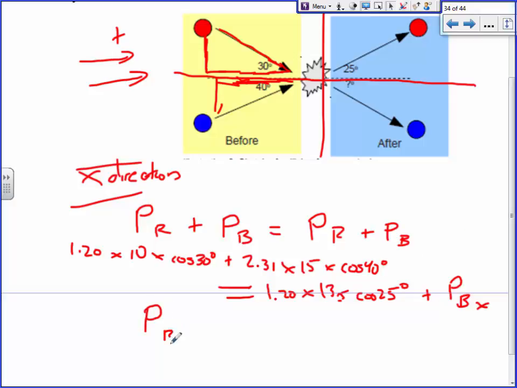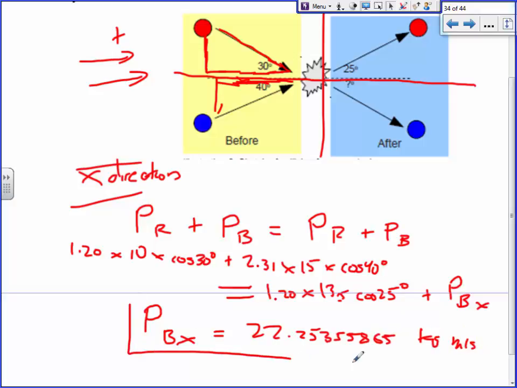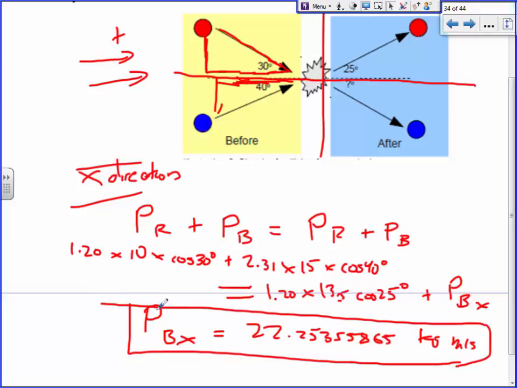Okay, I've got a momentum of B in the x direction, 22.25. I'll just write it all out in case I need to find this number later. Kilogram meters per second. Later, we will use the hypotenuse to get the actual vector and angle, but we'll do that later. You guys have this number? Come on, Bart. Okay, next.